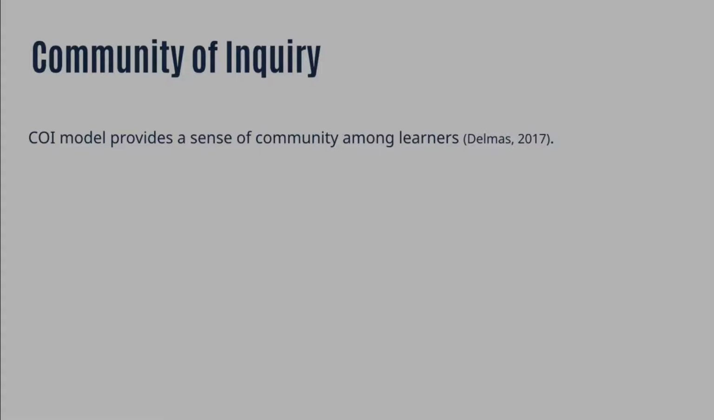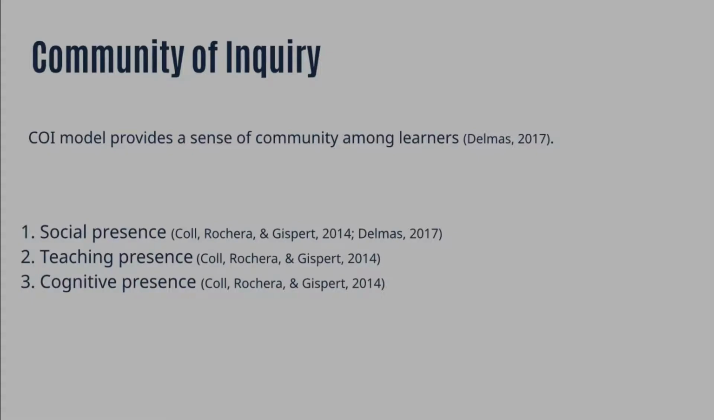The Community of Inquiry Model, or COI, is a framework that, if followed, provides a sense of community among learners in an online setting. The three types of presence that are necessary for students to feel like they're in a community are social presence, teaching presence, and cognitive presence.